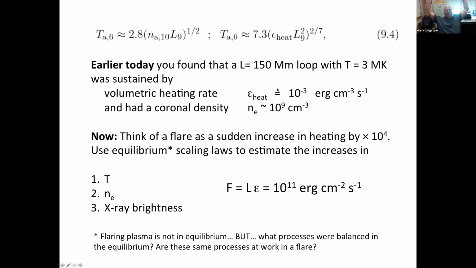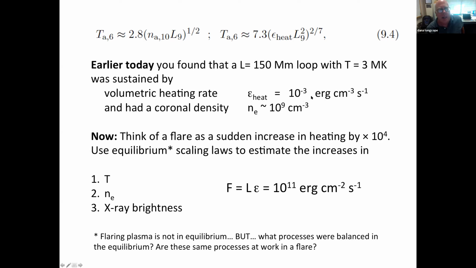Now, one thing I will ask for a little feedback. I'm sorry, we zoomed through stuff this morning, but you did this calculation where you found that for this loop in an active region, the volumetric heating rate, and here I've rounded up, is 10 to the minus 3 ergs per centimeter cubed per second. And the density was about 10 to the 9. These are rounded numbers. That was a static loop.